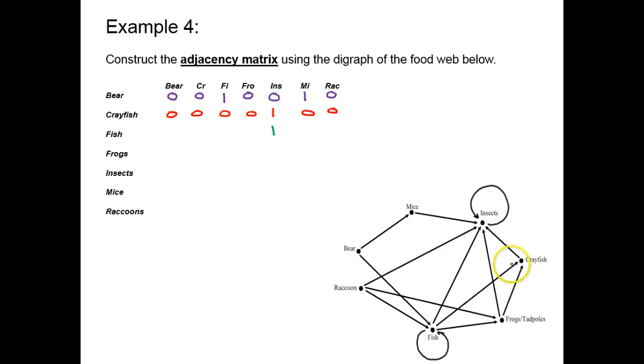Alright, fish eat crayfish, fish eat frogs or tadpoles, and fish eat other fish. But they don't eat bears or mice or raccoons. Okay, let me switch colors again for frogs.